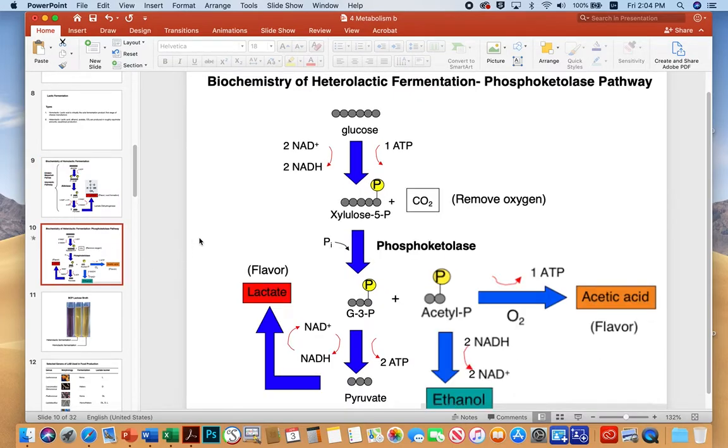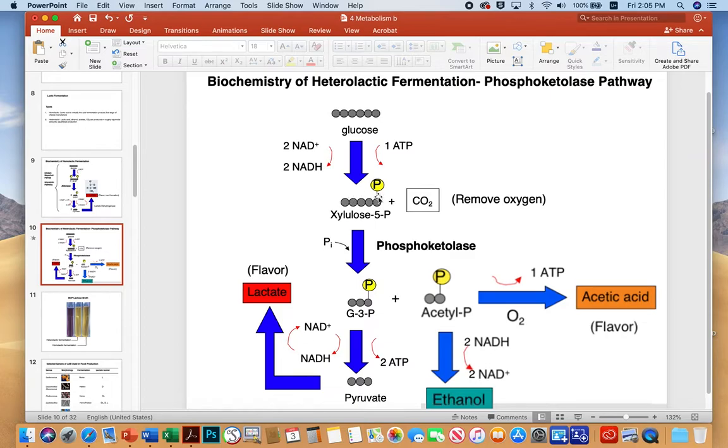Heterolactic fermentation, or the phosphoketolase pathway, is a little bit more sophisticated. In this particular case, you've got a 6-carbon sugar, and you have an input of 1 ATP to make this xylulose 5-phosphate. Again, you have a step here where electrons are being pulled off of the reduced substrate and passed to NAD plus to make reducing power. And of course, the reducing power, as it builds up, has to be spent. That happens down here.